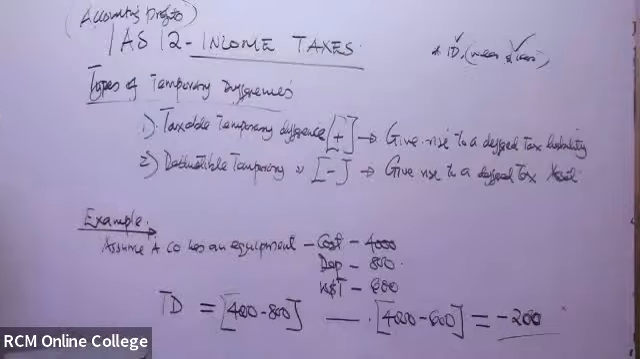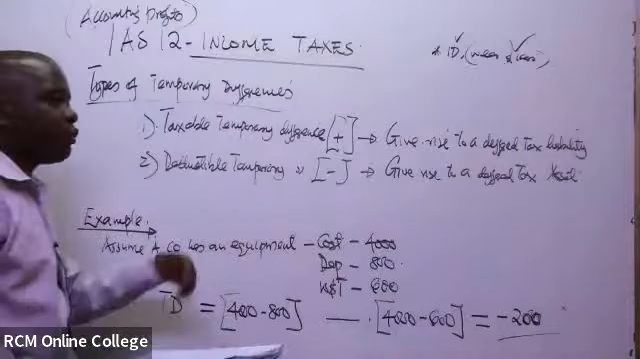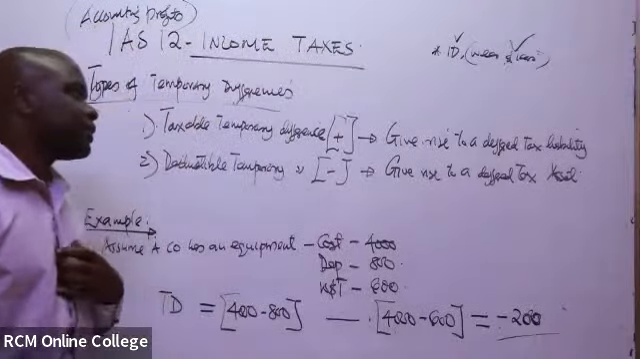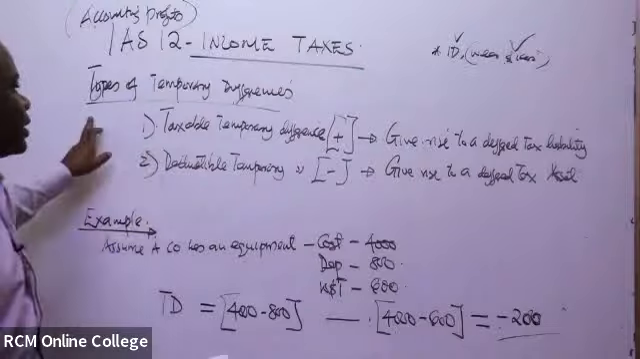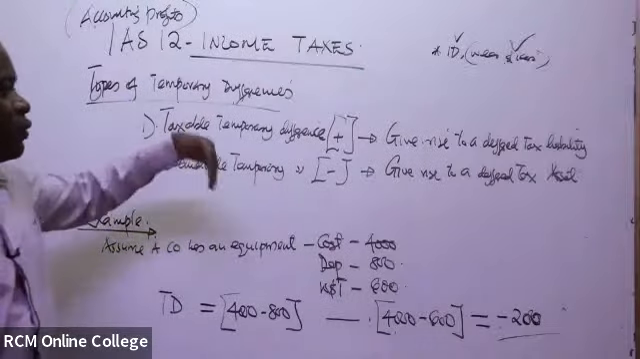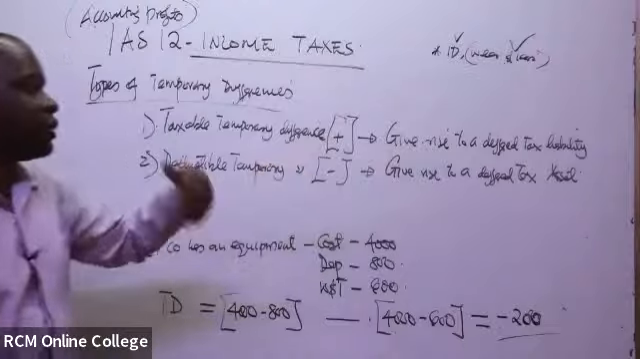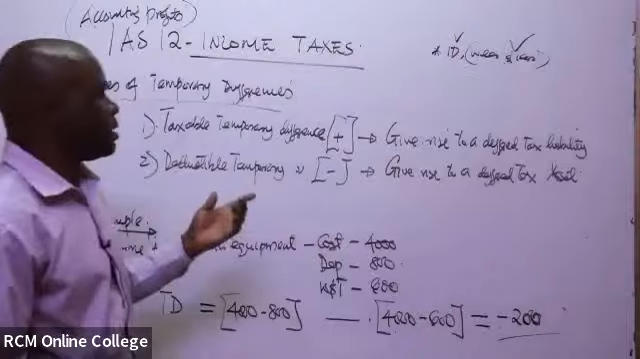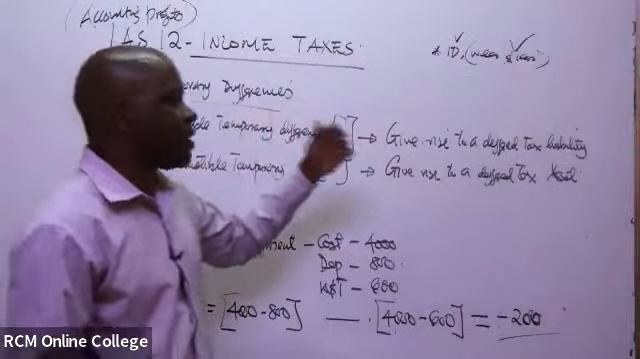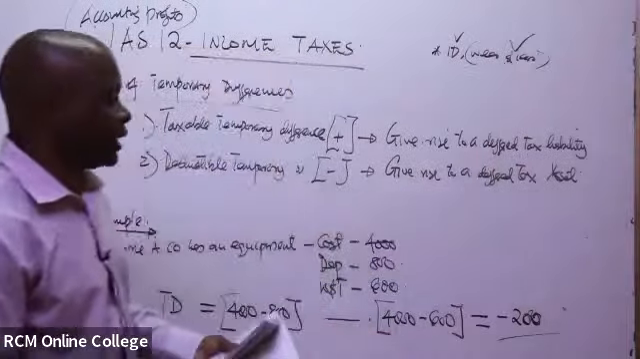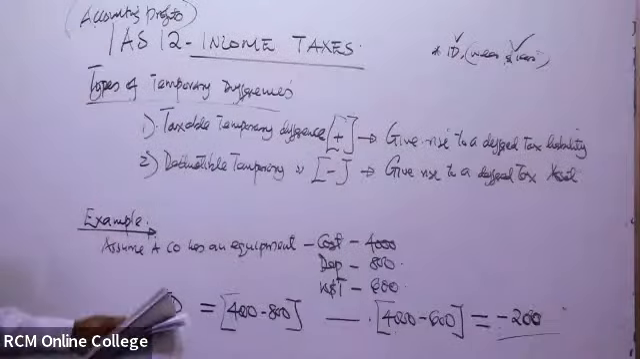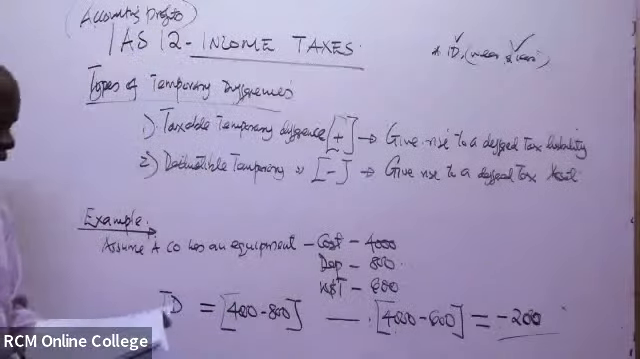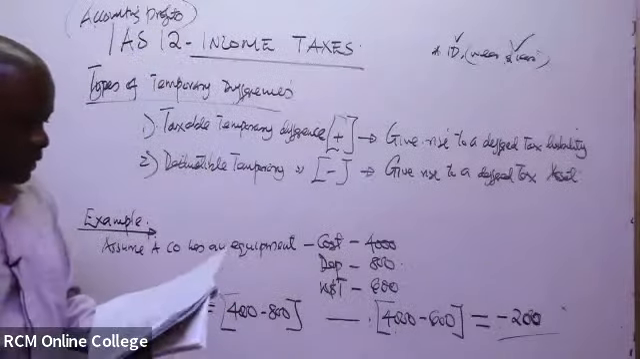For us to get the deferred tax, we would have been told, for example, that the corporate tax rate is 30%. So we take 30% of the temporary difference, which we have gotten as either positive or negative. If it is positive, it will be a liability that we will end up paying in future. If it is negative, it will be a deferred tax asset that we will be able to enjoy in future. So that is how you arrive at the temporary differences.